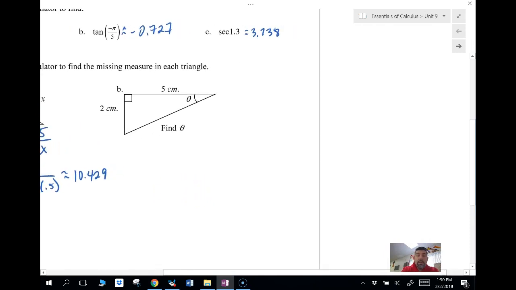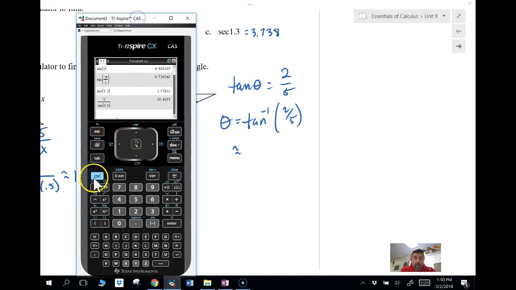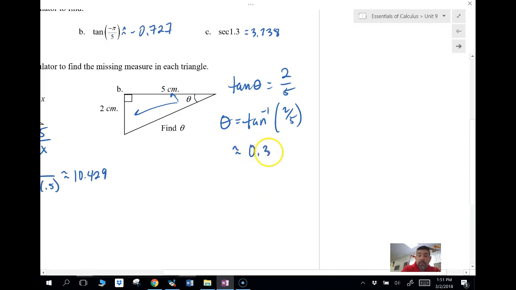Now we have the opposite and the adjacent, right? So we've got a tangent. Tangent of theta is the opposite over the adjacent. So now I'm looking at an inverse tangent of 2/5. Then we'll do that in our calculator again here: trig, inverse tan of 2/5. And here I need to hit Control Enter because I don't have a decimal there. We get 0.381. All right, and that's it.